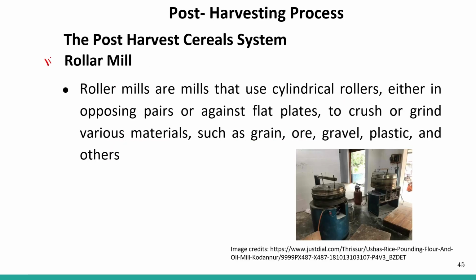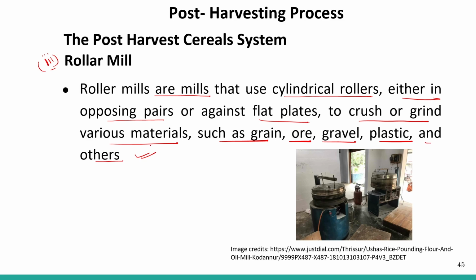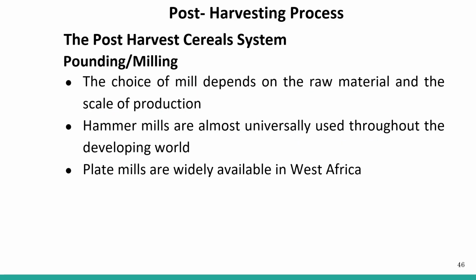The third type is the roller mill. Roller mills use cylindrical rollers, either in opposing pairs or against flat plates, to crush or grind various materials such as grain, ore, gravel, plastics and others. So roller mills are used for so many things, not only for grinding grain but also for gravel, ore and plastics. So this is about the roller mill.